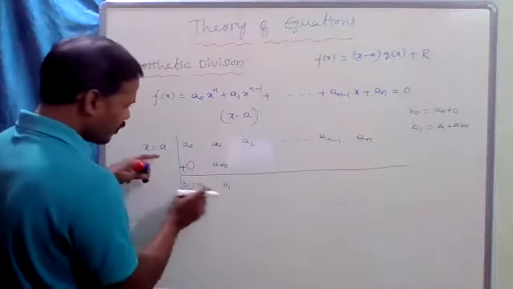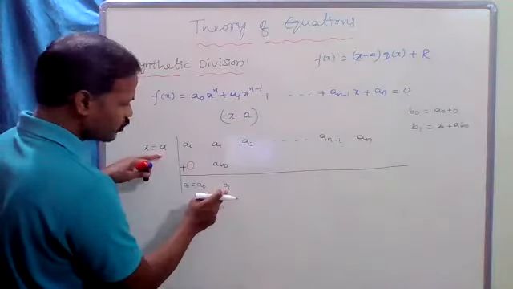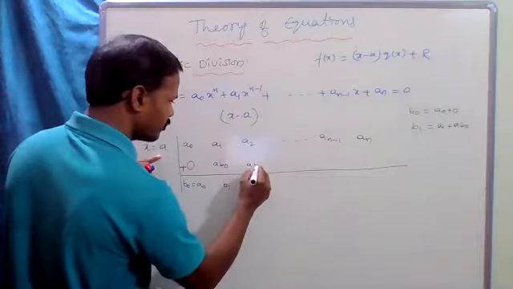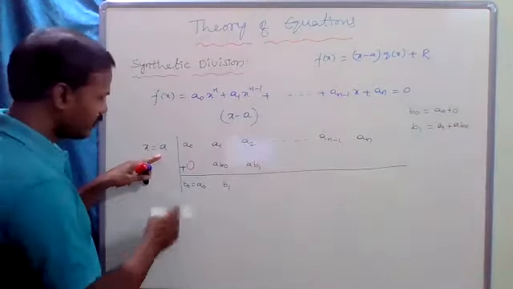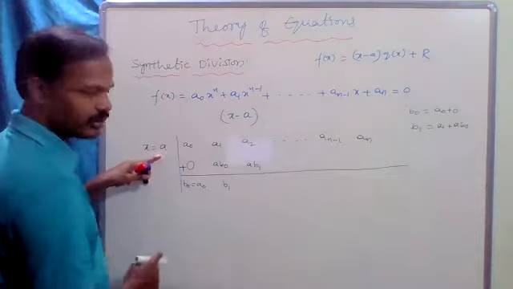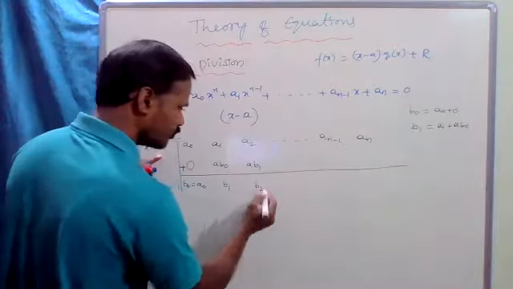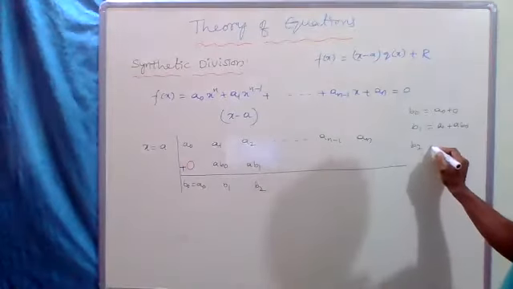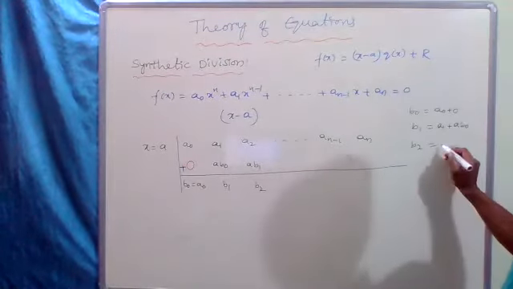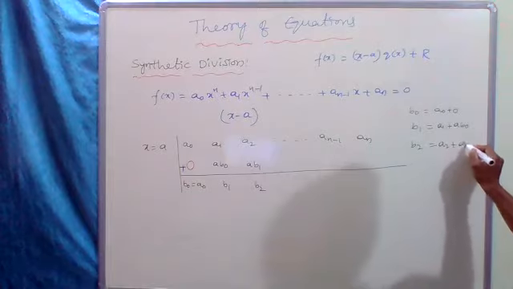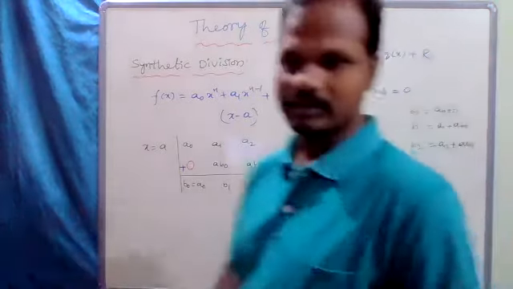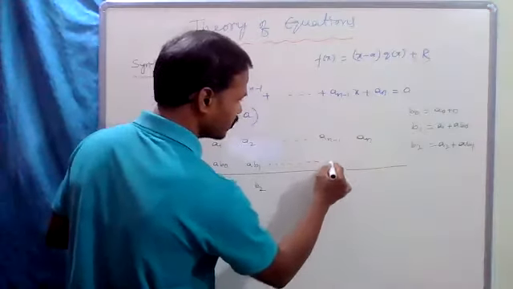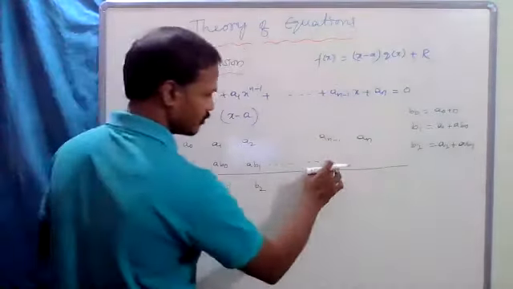Now after this, multiply these two, a into b1. Right here, a b1. Is it clear? Now let it be b2. So what is b2? b2 equal to a2 plus a b1. Now continue this process.